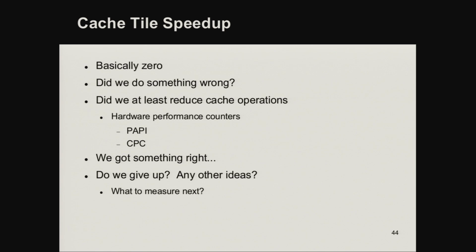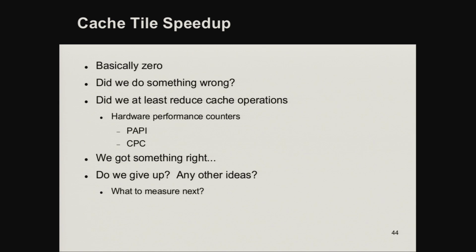And so at this point, we have to stop and ask ourselves, did we do something wrong? Did we just completely misunderstand the problem? And so how about, did we at least reduce the number of cache operations, our stated original goal for why we were tiling? Chips have on them what are called hardware performance counters. And they tell you what the chip's doing. And you're able to peek in and look at them while things are running. They tell you things like how many instructions have been executed, how many cache misses there were, and typically how many TLB misses. And there are libraries that let you read those. The most common one for Linux x86 is called PAPI. And for Solaris, it's called CPC.